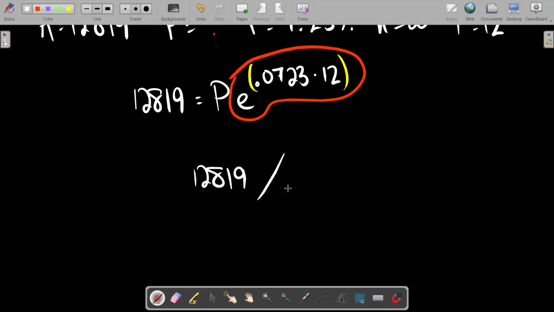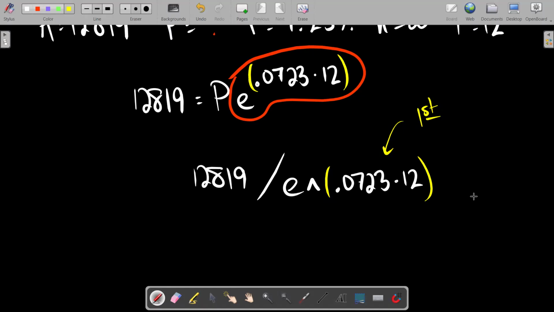So what gets typed into our calculator is quite simply 12,819 divided by e to the power of, and if your calculator doesn't give you parentheses, you must manually open the set. Of course, if you already multiplied 0.0723 by 12, then you can disregard the parentheses. But if we still need the calculator to do that for us on the way, then we need to tell it, hey, do the yellow parentheses first. And so then inside of those, we're going to type in our 0.0723 times 12. And then by shutting that down, our calculator now knows clearly what we're asking it to do. We're saying, hey, calculator, do that first.